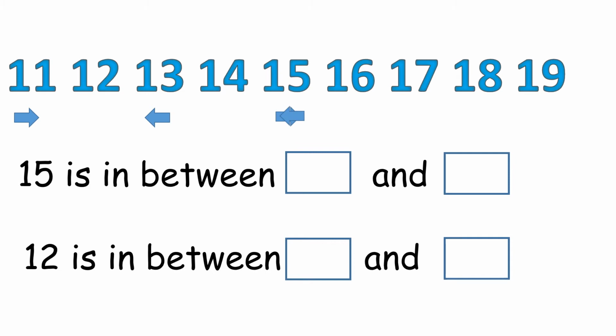Now observe the arrows. We observed that the arrow from number 11 moved forward and the arrow on number 13 moved backwards. So on which number are the arrows, children? It is on number 12. So we can say 12 is in between number 11 and 13. Did you understand, children, how to find out?